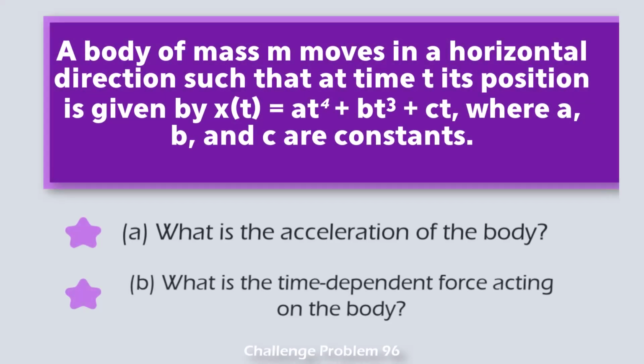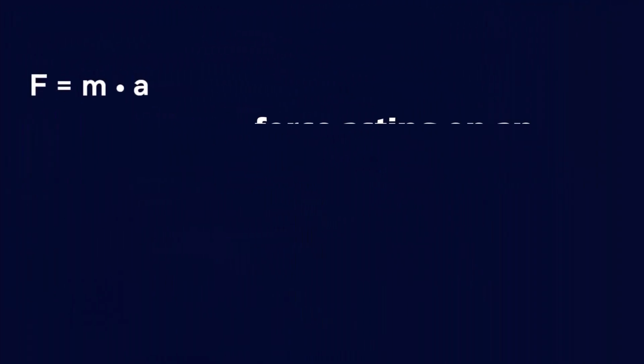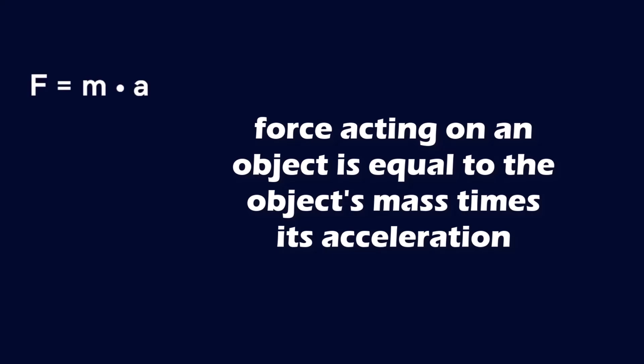Now that we found our answer for part A, let's look at part B. For part B, they want us to find the time-dependent force acting on the body. To do this, we'll need to use our force equation from Newton's second law of motion, which states that the force acting on an object is equal to the object's mass times its acceleration. And like we said before, they want the time-dependent force, which means we would be looking for f of t.